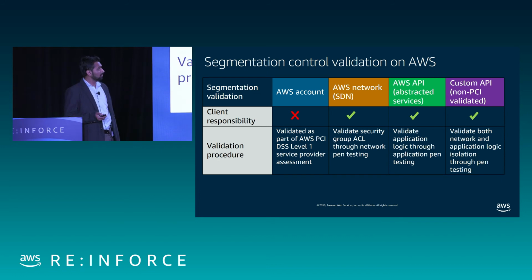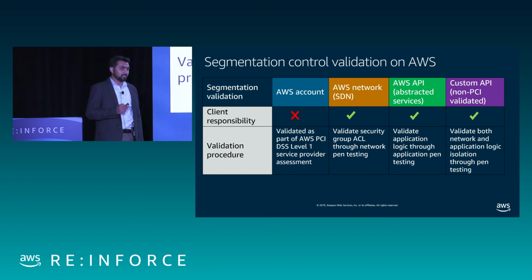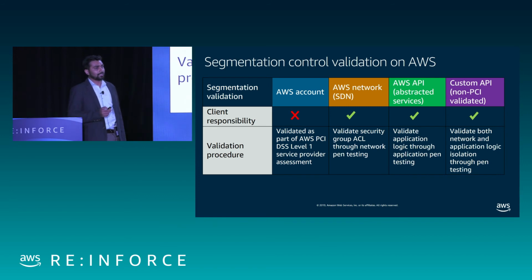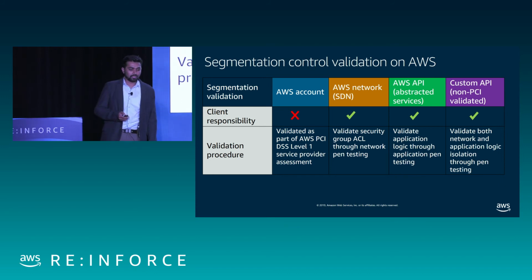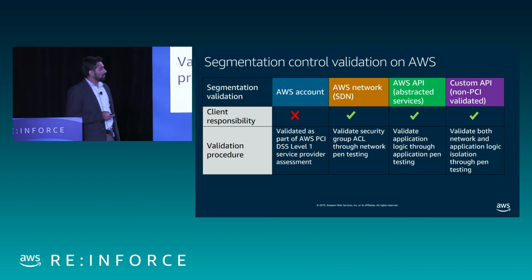For the third layer, that is the AWS API or the abstracted services layer, as we saw, the scoping is data-driven, but the segmentation is application logic-driven. So you need to validate and test your segmentation. So you need to perform testing on the application logic. For the custom API or non-PCI validated services, you need to do both. So you need to perform network penetration testing and application logic testing as well.